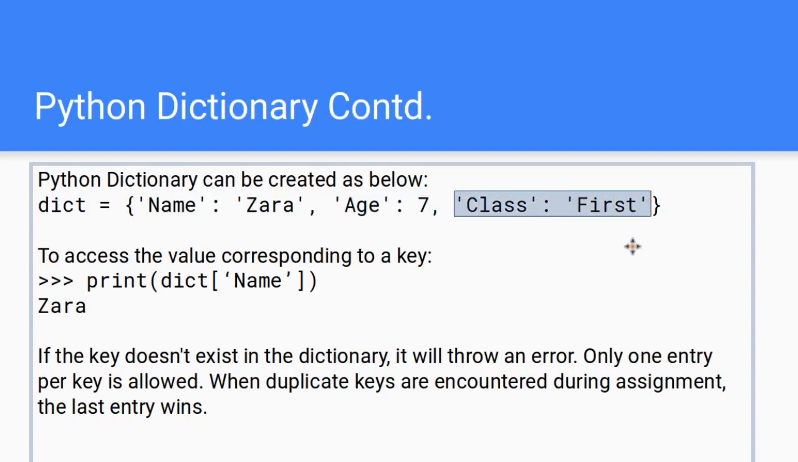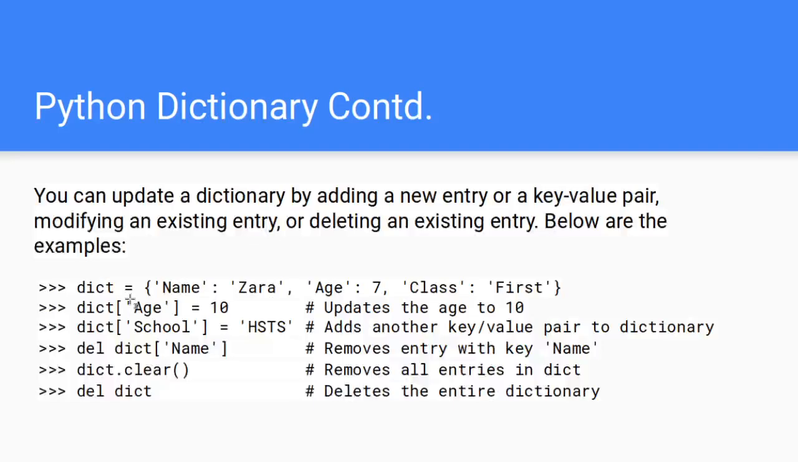So this dictionary creates a variable we call dict. Name Zara, age 7, class first. So to access the value, we can say dict sub name, and we'll print Zara. If the key doesn't exist, it will throw an error. Only one entry per key is allowed. If duplicate keys are encountered during assignment, the last entry wins.